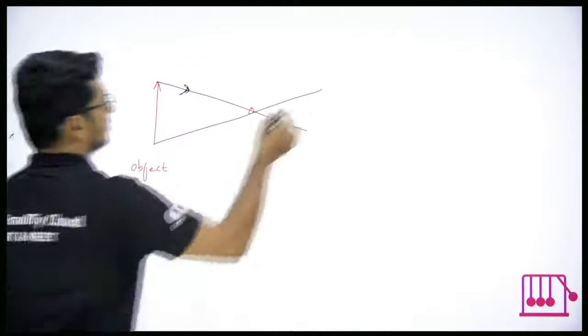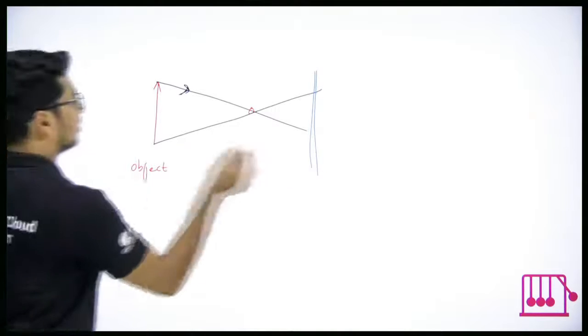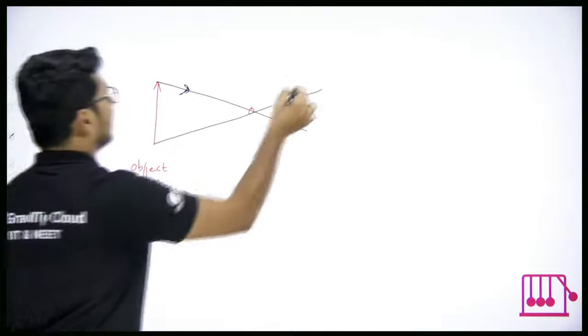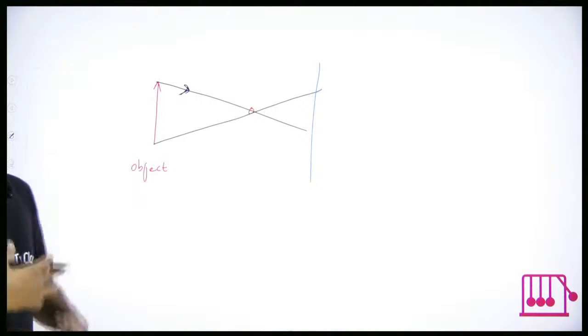Okay, and this is the screen. On the screen, image is formed. But the interesting property about it is we get an inverted image. Why inverted? You have to look at the rays for the image.